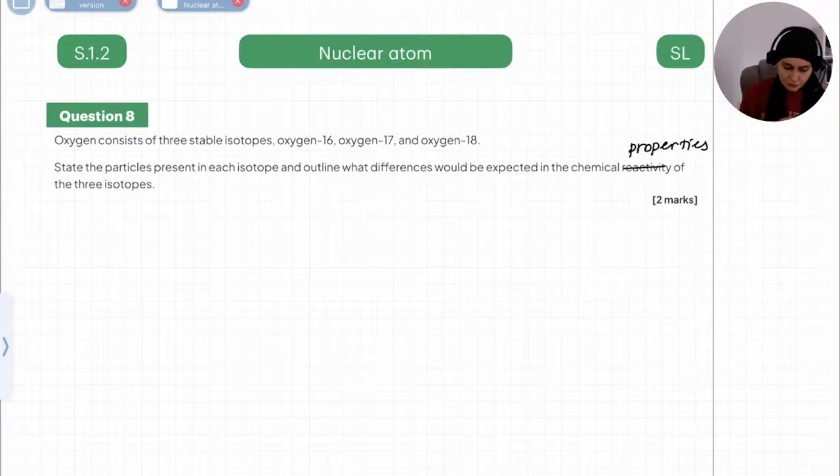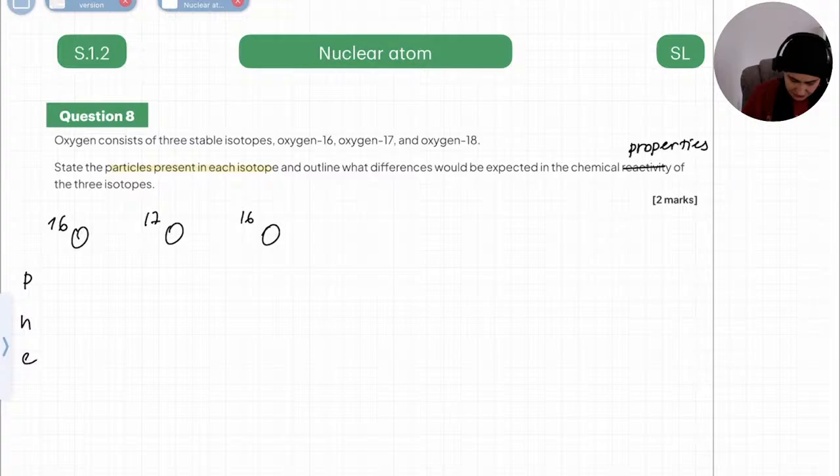Okay, so first, what do we need? It's 2 marks: state the particles present in each isotope. Let's do that, that's the easiest. So oxygen 16, 17, 18. Remember, mass number is written at the top. And then we write protons, neutrons, electrons in each.